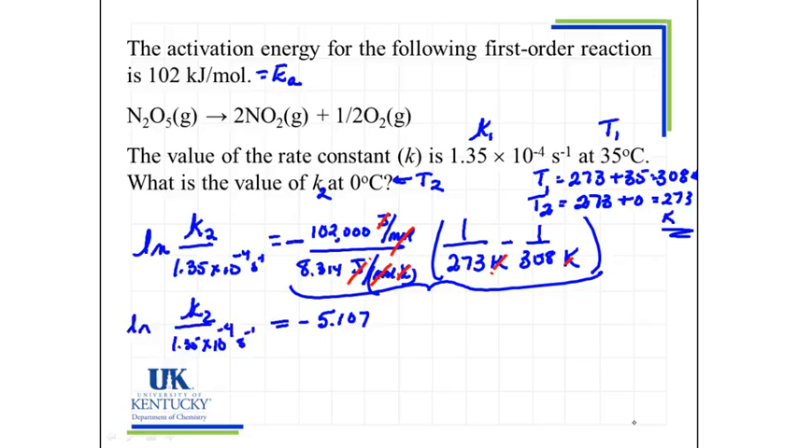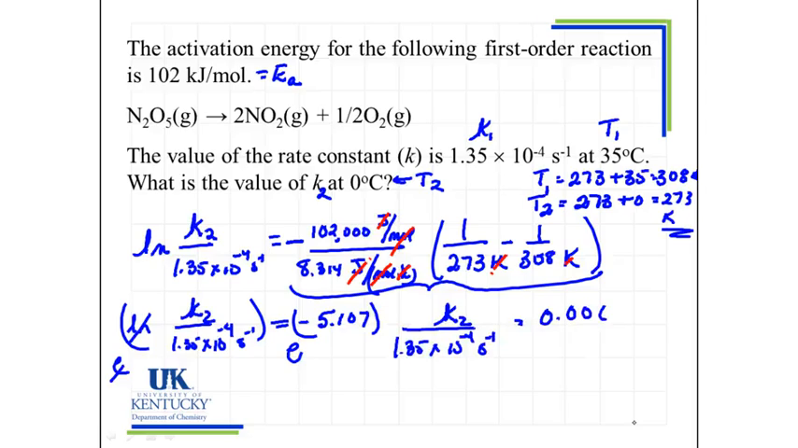Now I want to get into that K2. How do I do that? I take E to both sides. When I take E on this side, it cancels those out, and I'm left with K2 divided by 1.35 times 10 to the minus 4 seconds to the minus 1. And when I take E to the negative 5.107, I have 0.00606.